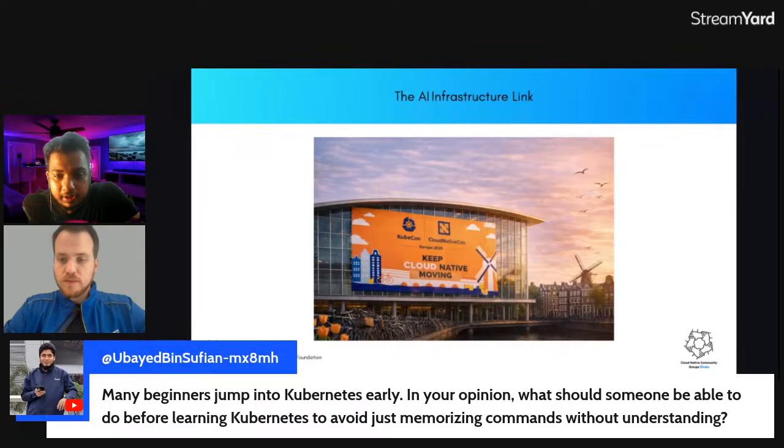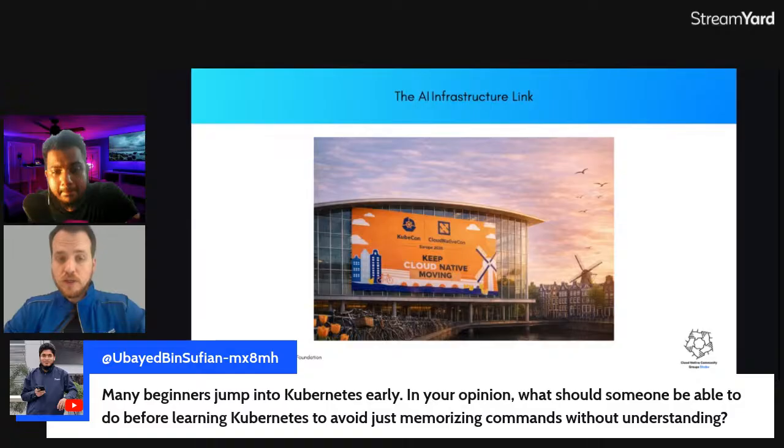Now let's go to another question. We have Obaid bin Sufyan Bhaiya. So many beginners jump into Kubernetes early. In your opinion, what should someone be able to do before learning Kubernetes to avoid just memorizing commands without understanding?